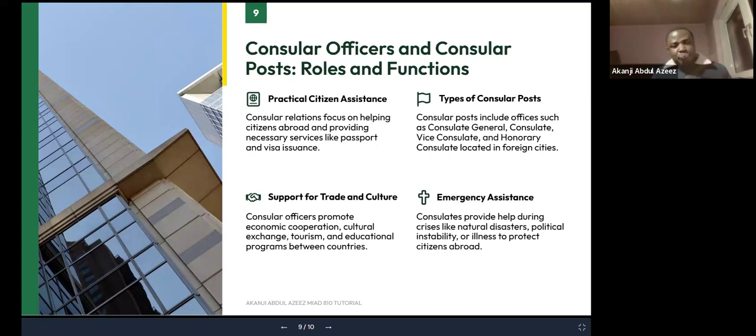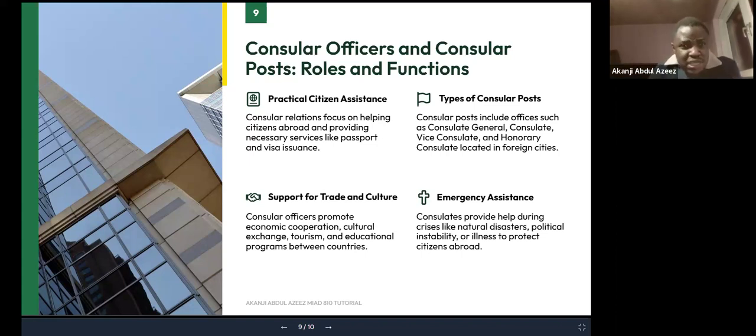Right? Now, on the other hand, consular posts. Consular posts are offices established in foreign countries to provide services.